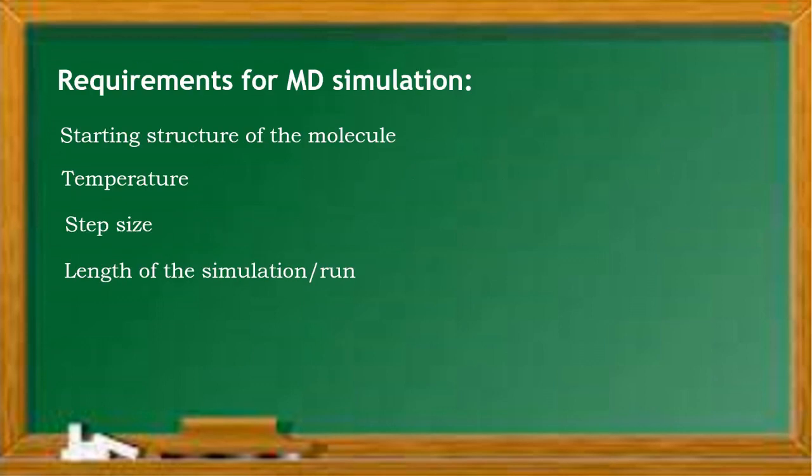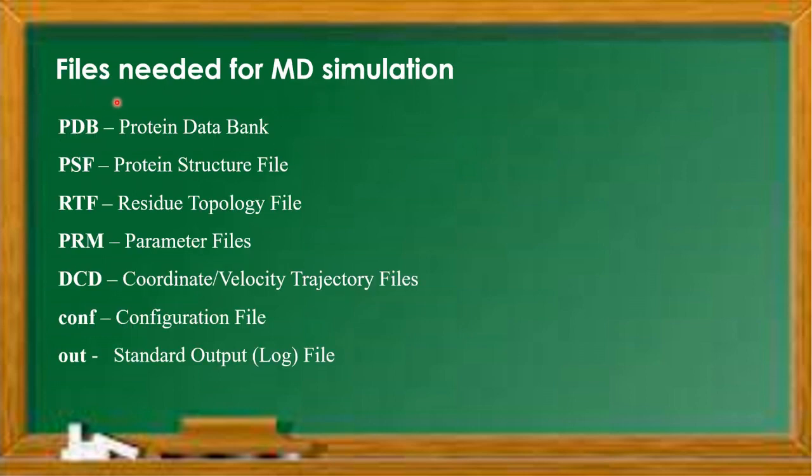What are the requirements for MD simulation? In order to do a molecular dynamics study, you need a starting structure for the molecule. Then you need the temperature, step size, and length of the simulation or run. And the input files that are needed to run the simulation: a PDB file, that is the Protein Data Bank file, a protein structure file, a topology file, parameter files, the trajectory files, a configuration file, and the standard output or the log file.